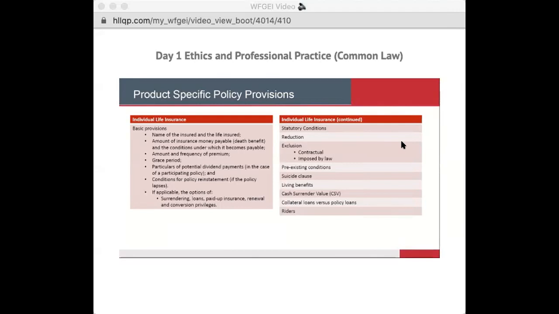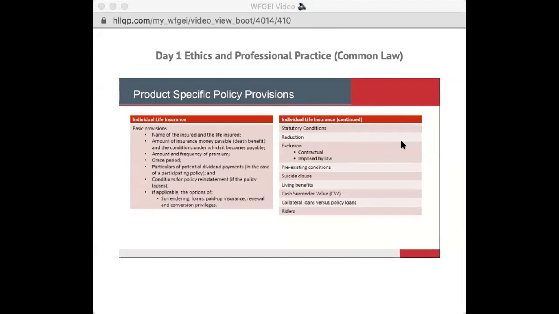If there is going to be any kind of loan, you need to know the difference between a collateral loan and a policy loan. The simple definition is that if you borrow money from the insurance company, it could be subject to taxation. If you use your policy as collateral to borrow the money from the bank, then it will not be subject to any taxation at all.